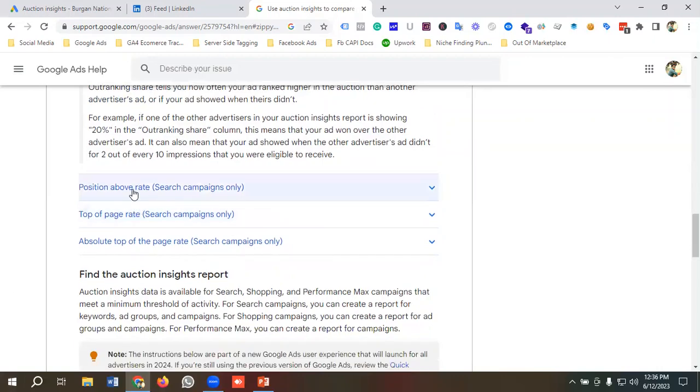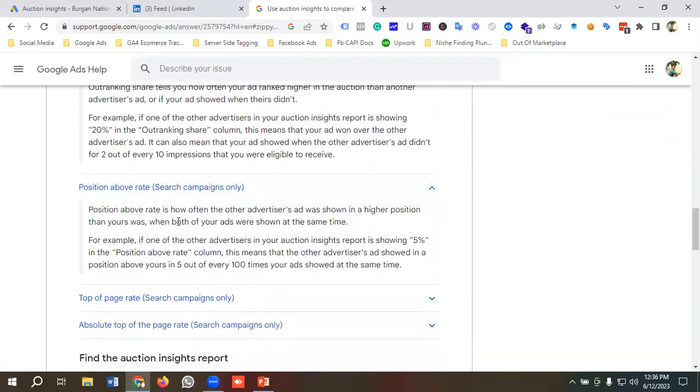Next one is position above rate. Position above rate is how often the other advertiser's ad was shown in a higher ad position than yours was when both of your ads were shown at the same time. For example, if one of the other advertisers in your Auction Insights report is showing 5% in the position above rate column, this means that the other advertiser's ad showed in a position above yours in 5 out of every 100 times your ads showed at the same time.